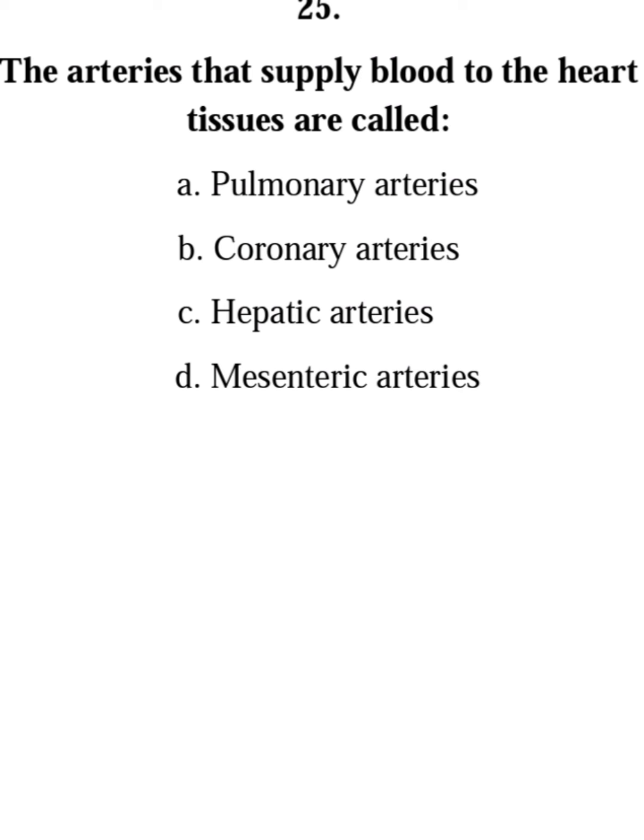25. The arteries that supply blood to the heart tissues are called pulmonary arteries, coronary arteries, hepatic arteries, mesenteric arteries. The correct answer is B, coronary arteries. So the coronary arteries are the arteries that supply oxygenated blood to the heart tissues.